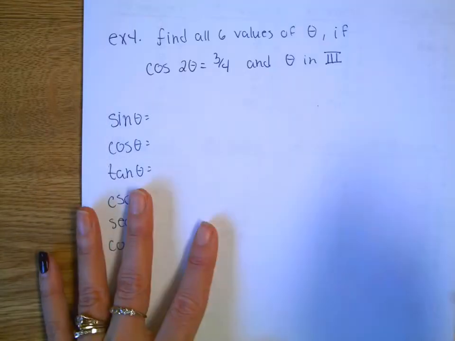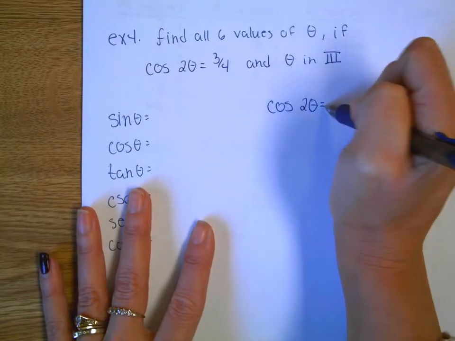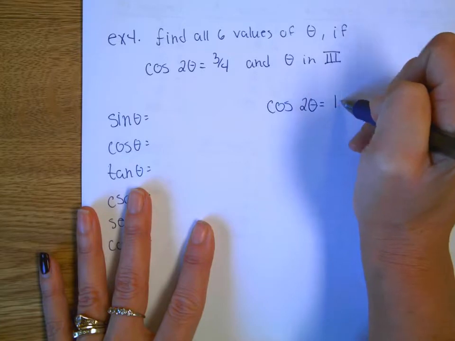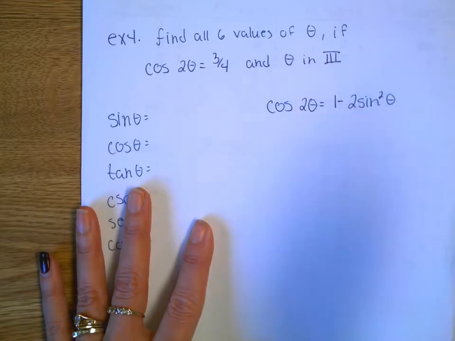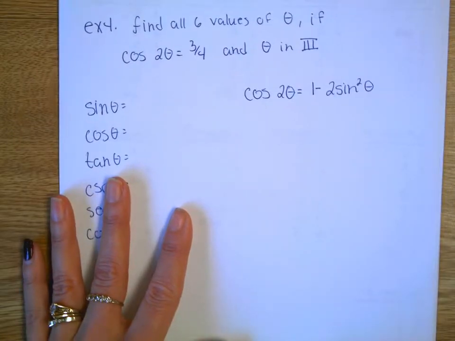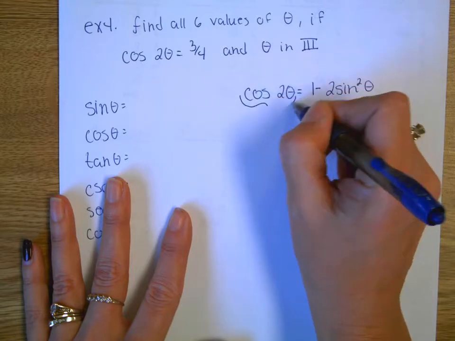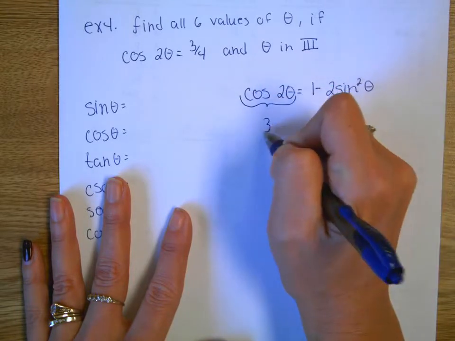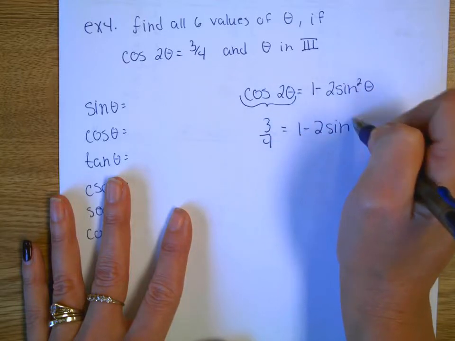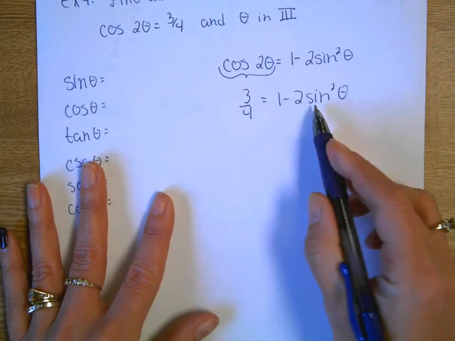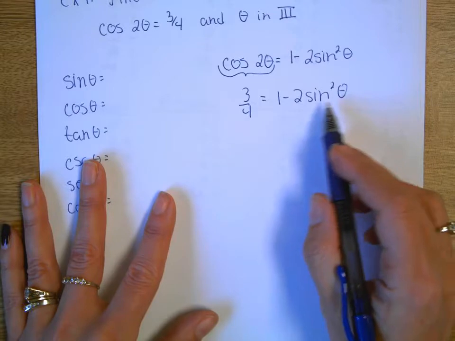So I'm going to write down the identity. We know that the cosine of 2 theta equals 1 minus 2 sine squared theta. We cannot start with a triangle. Okay, so what I know is this value. What is the cosine of 2 theta? 3/4. It is equal to 3/4. That leaves us with the sine of theta that we can solve for. So I'm just going to solve for the sine of theta.